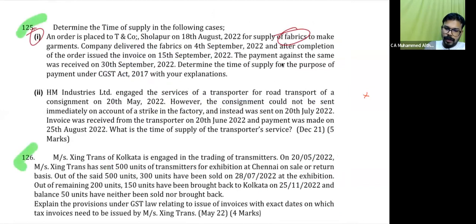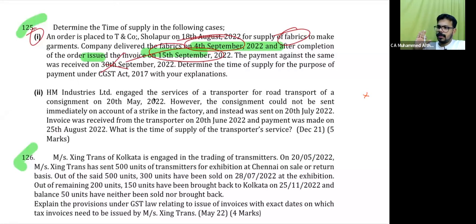Here the actual date of invoice is 15th September. What is the last date? Delivered on 4th September. So what is the time of supply? 4th September or 15th September, whichever is earlier. 4th September is the last date, as the goods were delivered on 4th September. The actual date is 15th September. And the payment date you should not consider. So which is the time of supply? 4th September. Easy. Simple. 4th September.